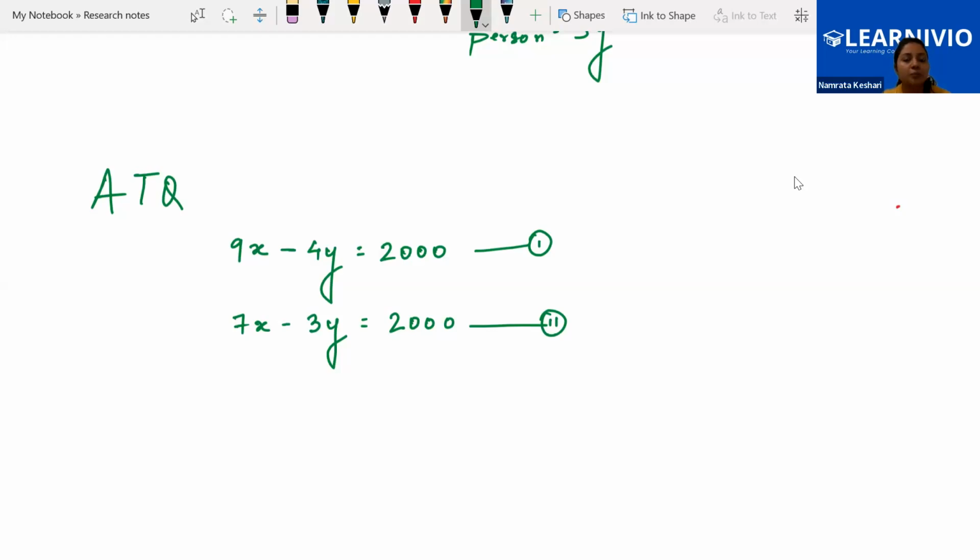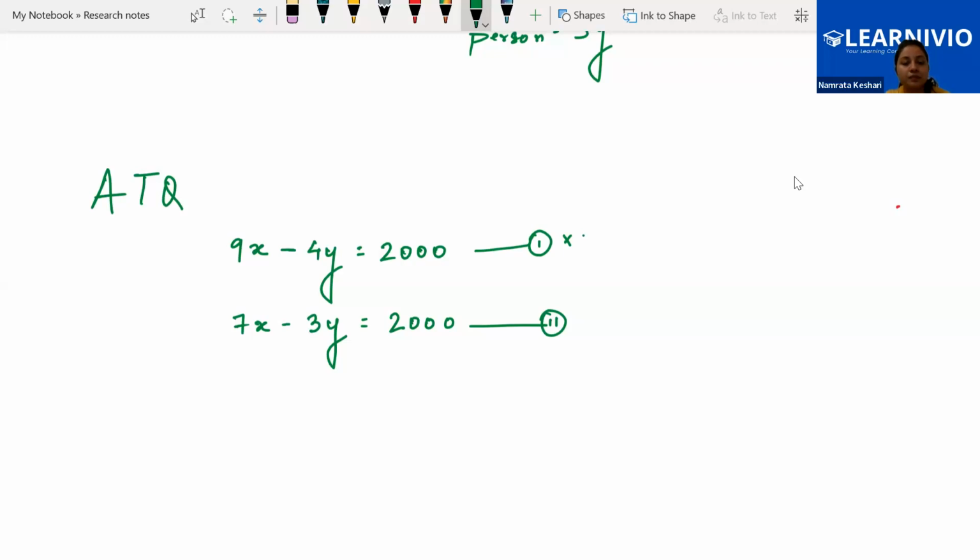But it's completely up to us. We can also eliminate x, or we can eliminate y also. It's completely up to us. So let's eliminate y. In equation number 1, we can multiply. What can be multiplied in equation number 1?